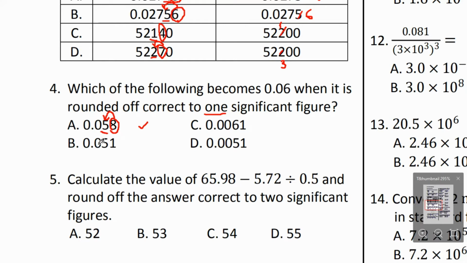Try the rest also. B, 0.051. Okay, 0 in front is not counted. So 5 underline. 1 does not need to round up. So only 0.05. C. So 0 in front is not counted. So 6 is the first significant figure. Circle the number beside it. 1 does not need to round up, so the answer is 0.006. D, 0 in front is not counted, so underline 5, circle 1. 1 does not need to round up, so the answer is 0.005. Okay, the answer is A.